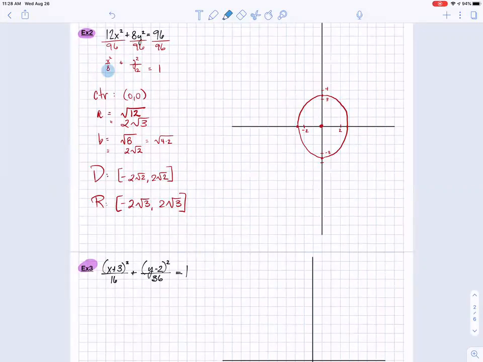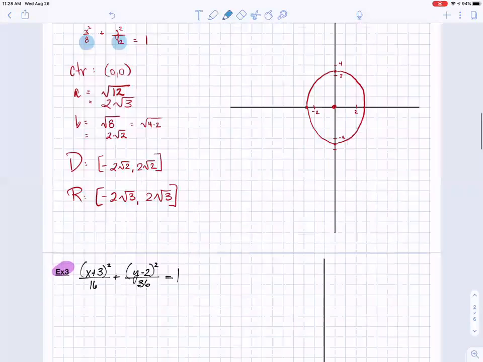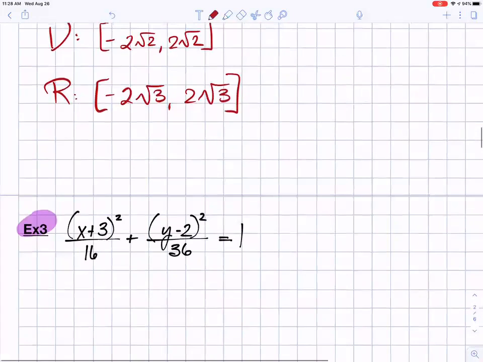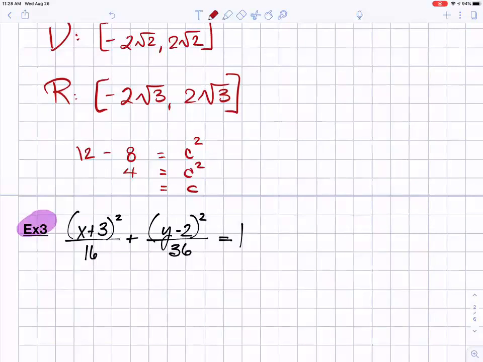So a squared minus b squared. Remember, you already had your a squared and your b squared when you got your standard equation, so those are already available to you. Your a squared was 12 minus your b squared, which was 8, is equal to your c squared. So your c squared then is 4, your c is 2. And what is your c value again? It's the distance from the center to the foci.